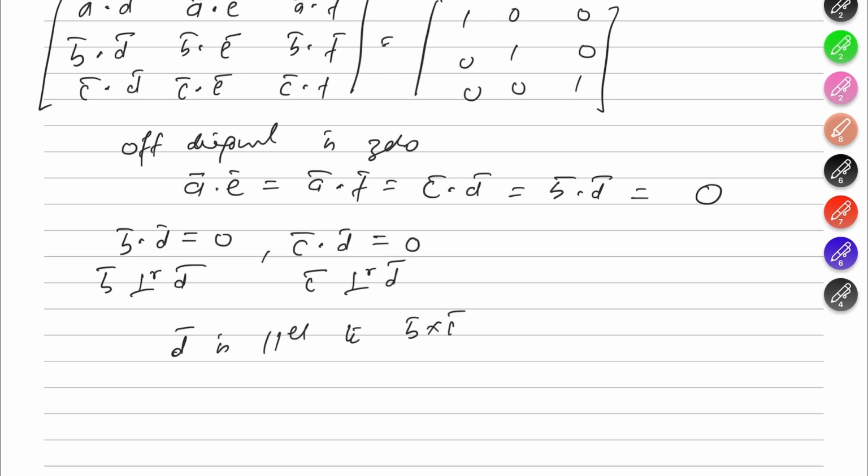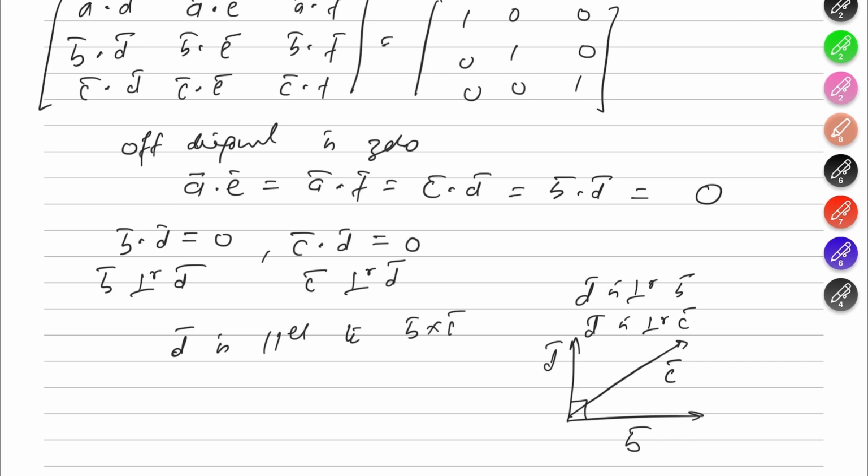I think this is a vector concept. You know that D is perpendicular to B and also D is perpendicular to C. So clearly D is parallel to B cross C. Suppose this is vector B, and vector D is perpendicular to B, and also perpendicular to C. That clearly means B cross C will be parallel to D. It may be any direction.